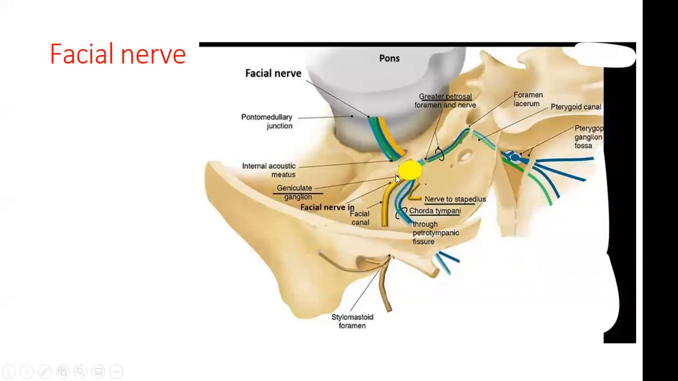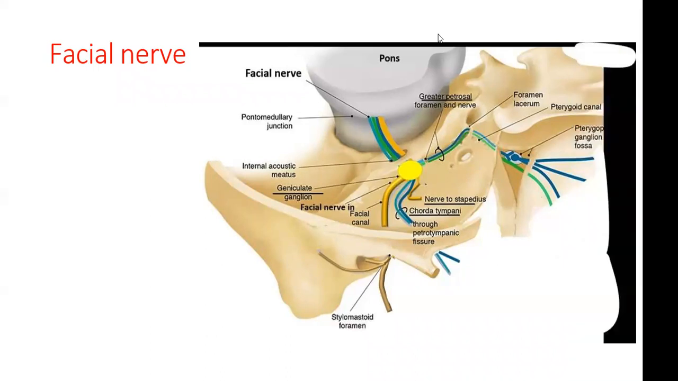So if it's gone somewhere there, these two will be involved. If the nerve lesion is somewhere here, then the chorda tympani and nerve to stapedius will be preserved. So based on the place where the lesion is within the facial canal and this bone, which is called the petrous temporal bone, the nerve to stapedius and chorda tympani can be variably affected.